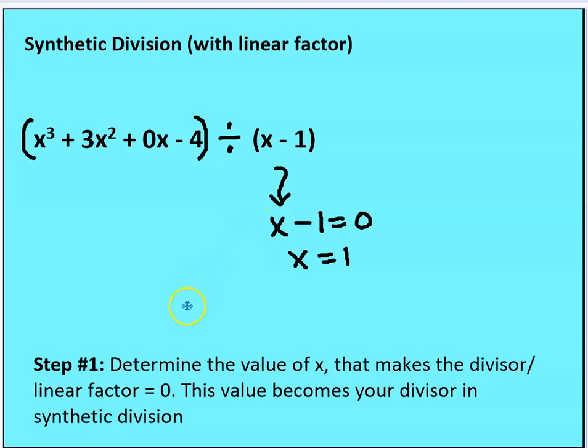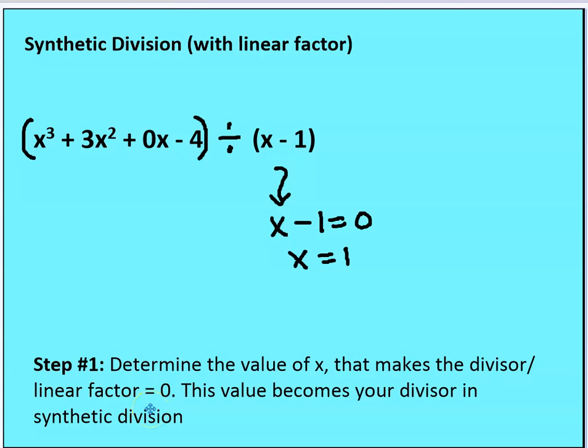So the first thing we need to do is determine the value of x in the divisor that makes the divisor equal to 0. So in this case, when x is equal to 1, it makes that linear factor as a divisor equal to 0. So x is equal to 1. We're going to use 1 as part of the synthetic division process.